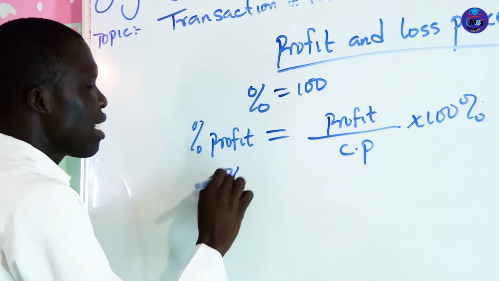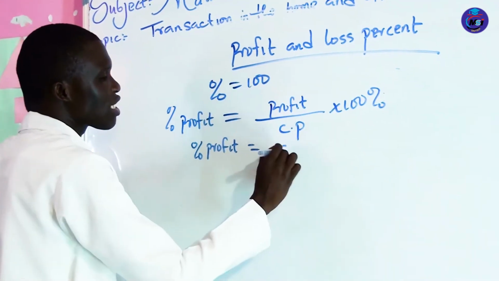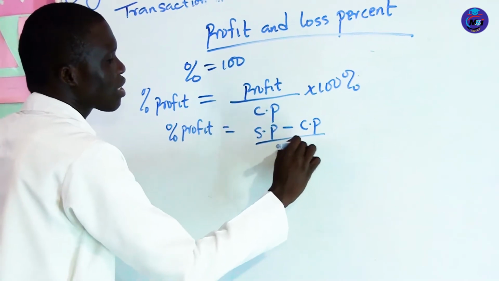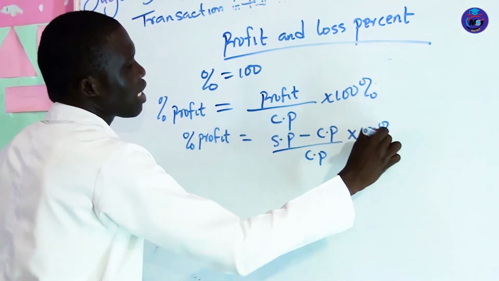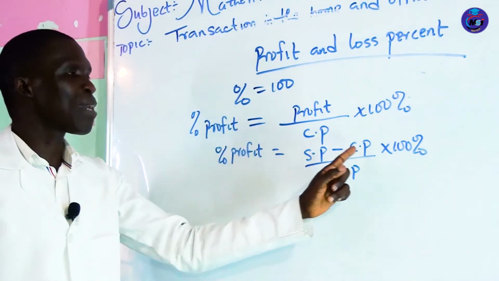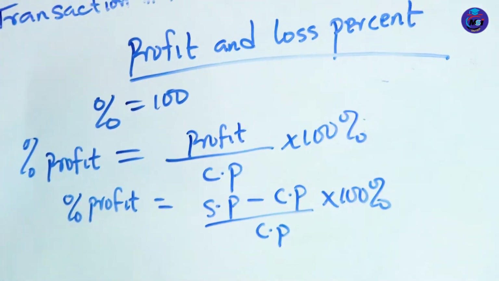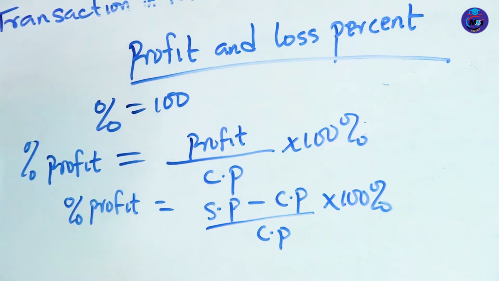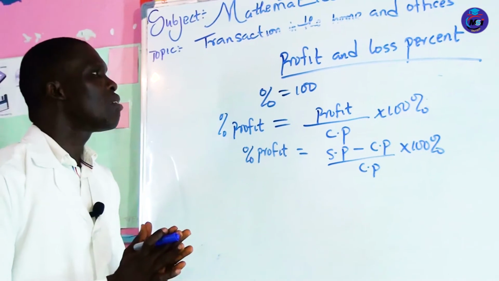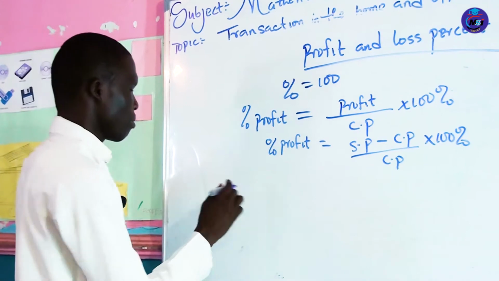Now, percentage profit is the same thing as profit, selling price minus cost price, divided by cost price, multiplied by 100%. Now, what I did here is profit, my profit is selling price minus cost price. I gave you this because when we are solving example, you will not get confused. Okay, now let's see example, how we can apply this formula in finding percentage profit or profit gain.